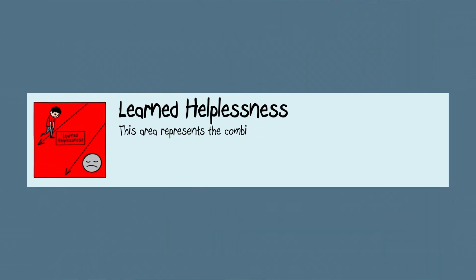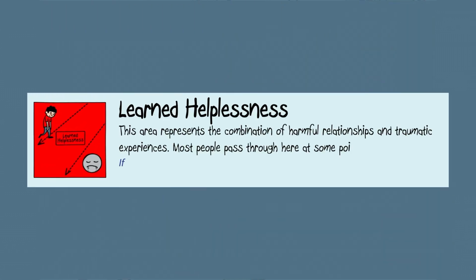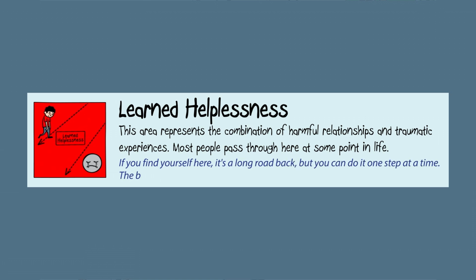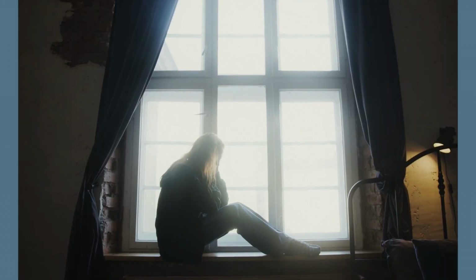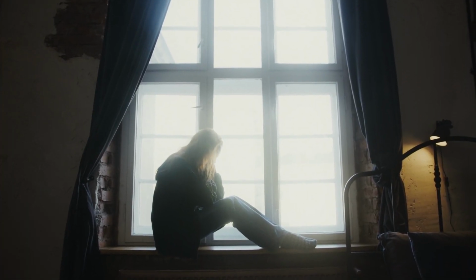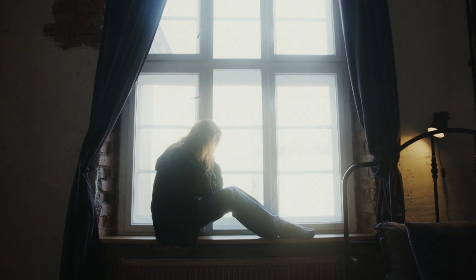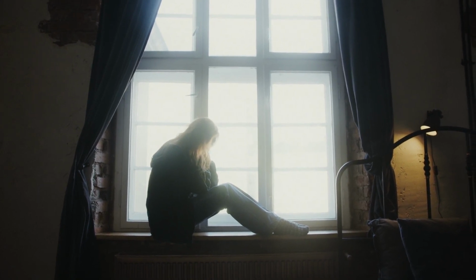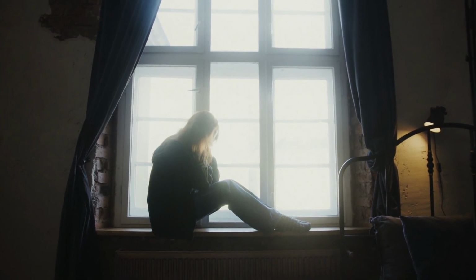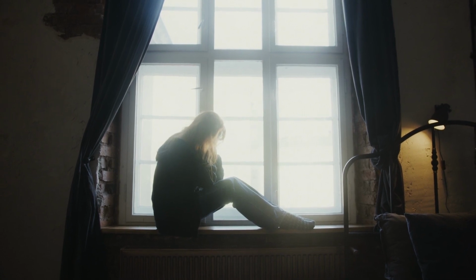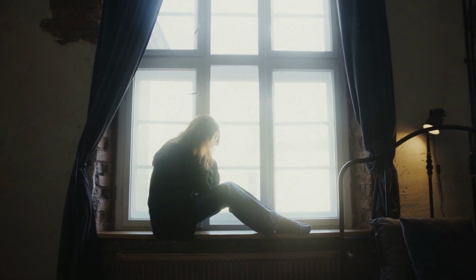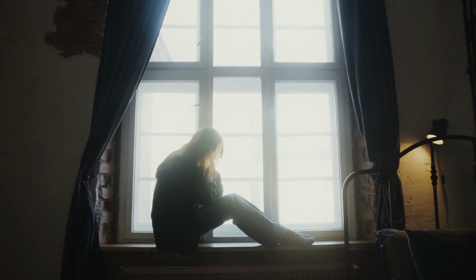The learned helplessness quadrant is where toxic relationships and traumatic experiences come together. It's a place of pain, hopelessness, and regression. This quadrant is linked to mental health challenges like depression, anxiety, and PTSD. The name of this area is a reference to Martin Seligman's classic work on depression. We could also call this quadrant Struggle Town.